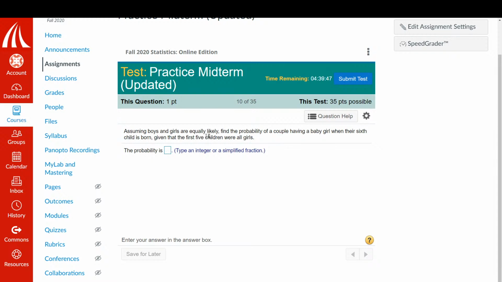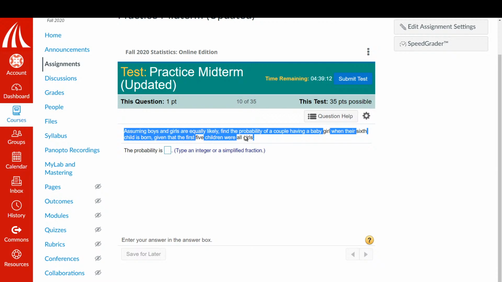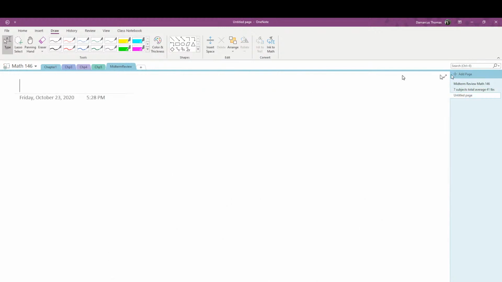Assume boys and girls are equally likely. Find the probability of a couple having a baby girl when their sixth child is born, given that the first 5 children were all girls. There's a lot of combinations in this type of event. All right, this is actually a pretty interesting question. Let's copy this question over and analyze it a little bit more.